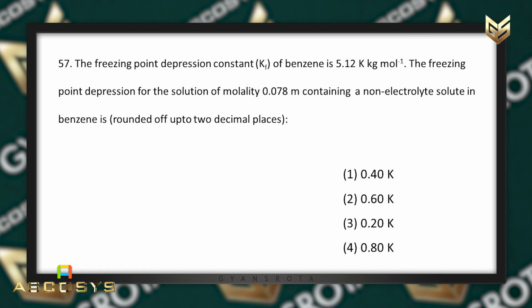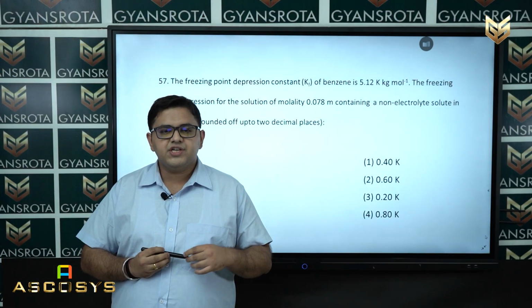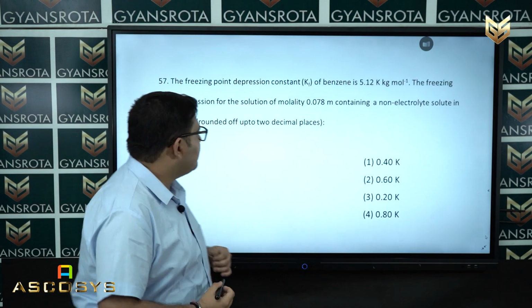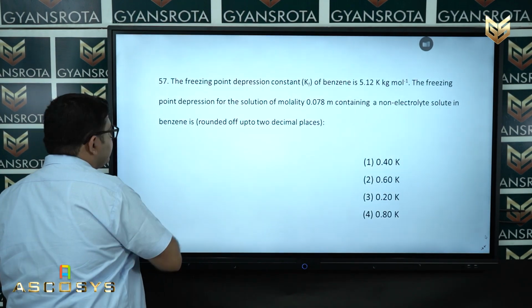The freezing point depression constant Kf of benzene is 5.12 K kg per mole. The freezing point depression for the solution of molality 0.078 mol containing a non-electrolyte solute in benzene is. So, this question comes from the solution chapter of your class 12 NCERT. So, now we are moving to the solution part.